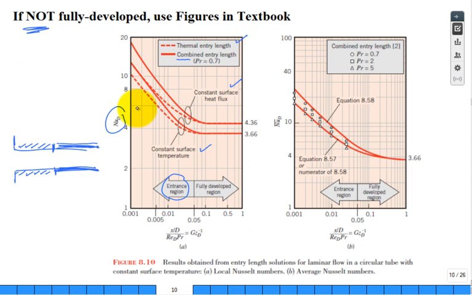What did they do between here and here? The average. A lot of times we're not interested in what the local H is. Sometimes we are, but a lot of times we're interested in what's the average from the beginning to the end.